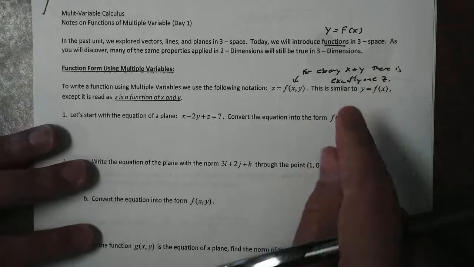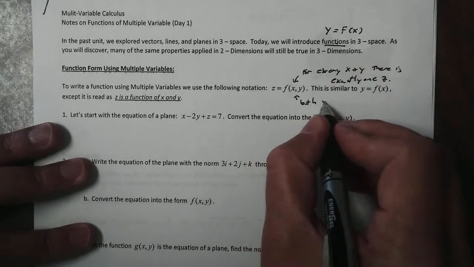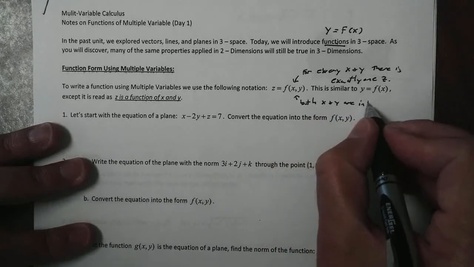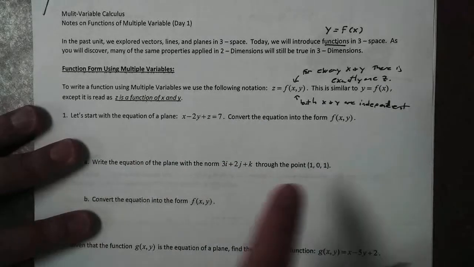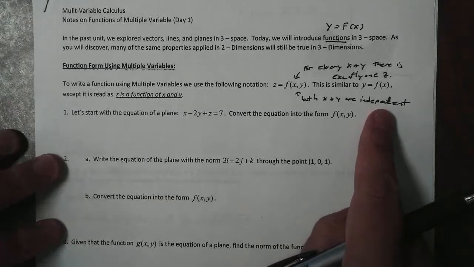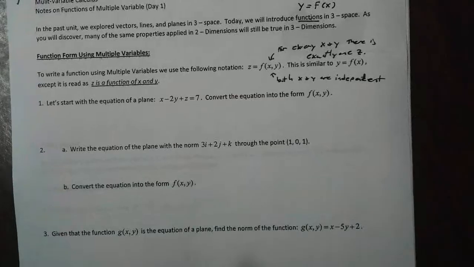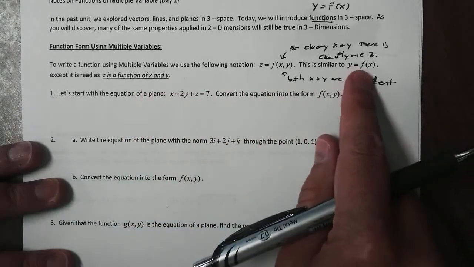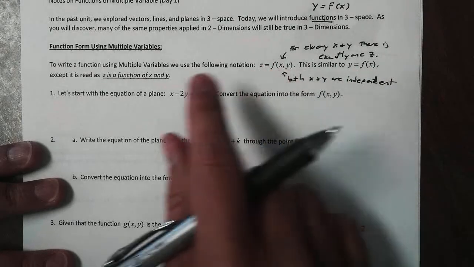The other thing that I want you to notice is that in this case, both x and y are independent. So we are actually going to have 2 independent variables, or even more later on. So it is read z is a function of x and y. Just like y is a function of x, here we're saying z is a function of x and y.